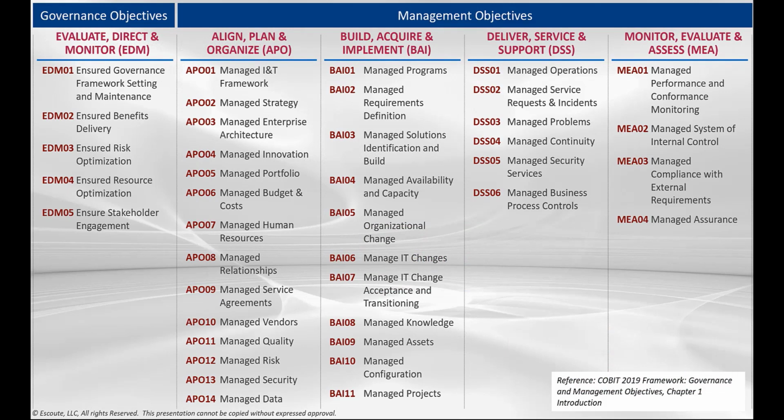I won't cover every one of these governance or management objectives in this course because that's covered in another one of our videos. But you'll see on the left-hand side, we have evaluate, direct, and monitor. That's my governance domain. It includes 5 governance objectives. To the right of that are what we call management objectives. Align, plan, and organize has 14 management objectives. Build, acquire, and implement has 11. Deliver service and support has 6 objectives. And monitor, evaluate, and assess has 4. This is what COBIT calls the core model, and it outlines those 40 governance or management objectives, each of which are associated with a process.